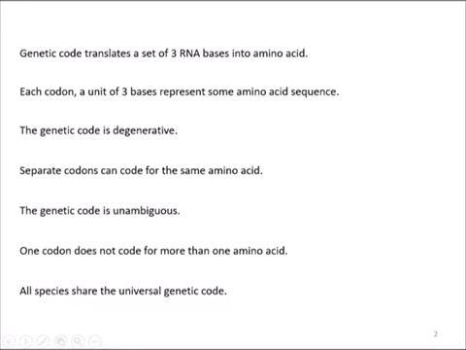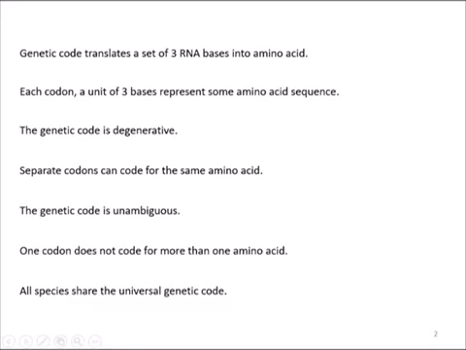The genetic code is also unambiguous. What that means is that one codon does not code for more than one amino acid. Let's say, for instance, you have the codon UGA. UGA cannot code for stop and also code for an amino acid at the same time. It can only code for one.